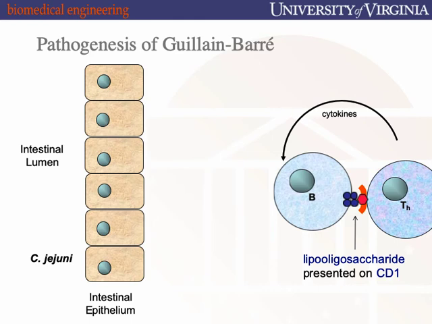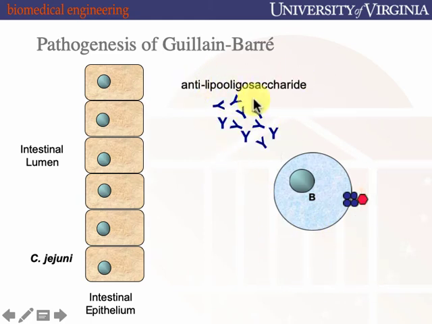And if the B cell receptor that recognizes C. jejuni is the receptor for a lipooligosaccharide, then what you're going to do is wind up producing antibodies against lipooligosaccharide.